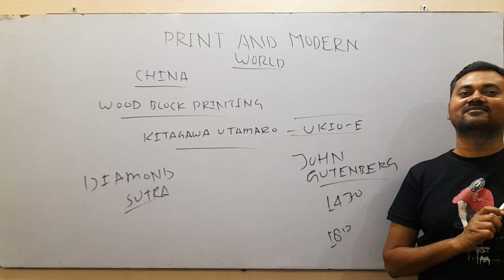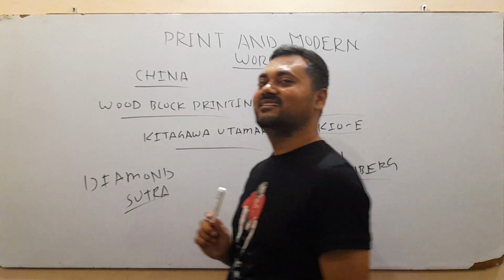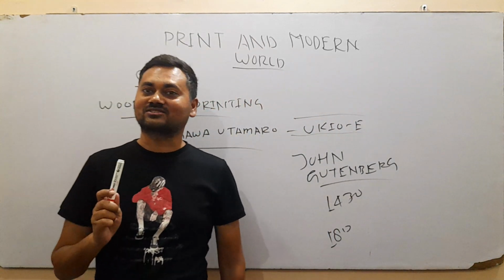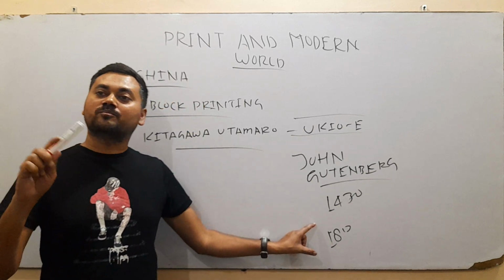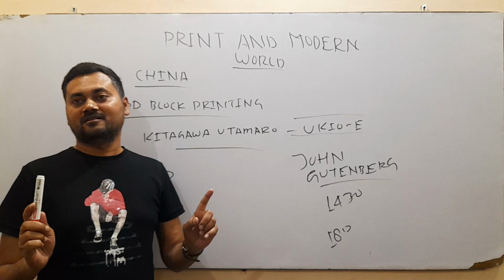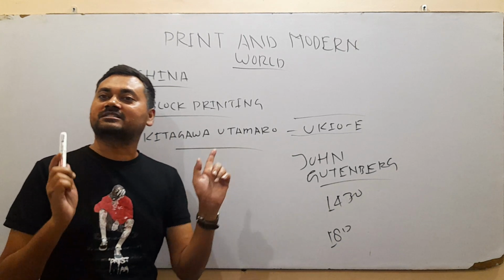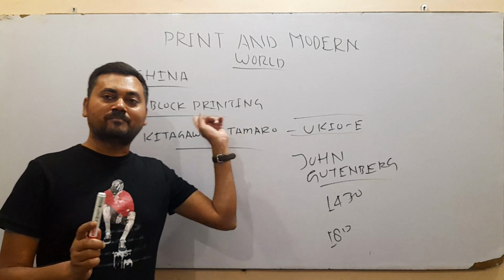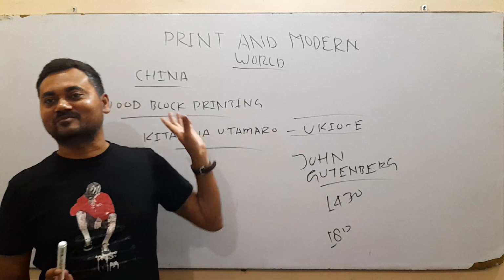Any idea? Maybe a month or so? It took 3 years. It took 3 years to print 180 copies of the Bible. It means 60 copies per year. This speed may seem to you like the speed of a turtle, but let me tell you, by the standard of that time, it was a very fast speed.